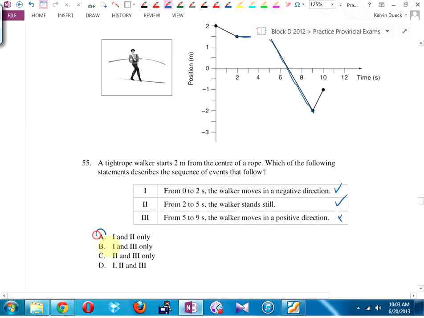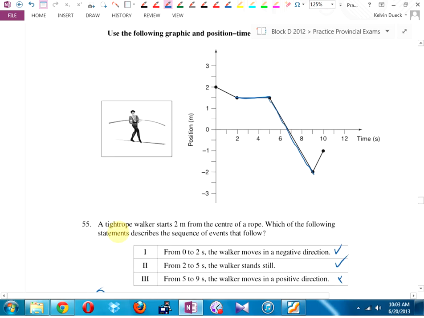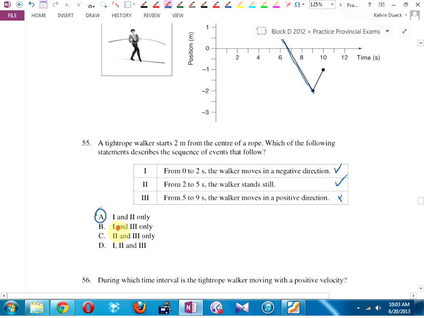Correct answer? A. Looking at exam B, if you have a copy, get it out. If not, there's one here. During which time interval is the tightrope walker moving with a positive velocity? Between 9 and 10 seconds.